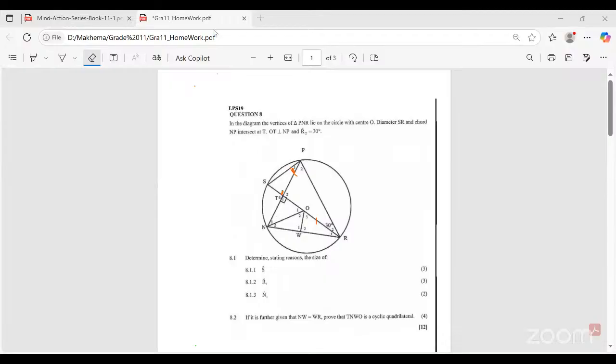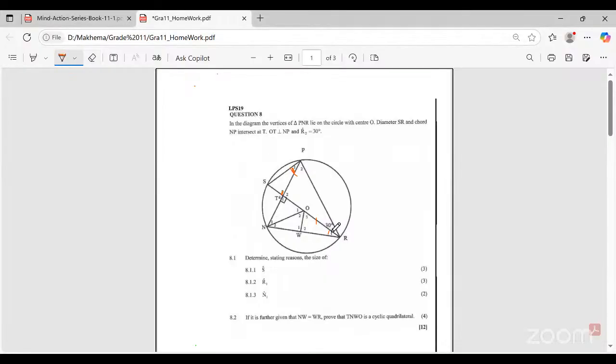Okay, we said this angle right here is 30 degrees. Now we are on 8.1.3, this one right here, whereby we are required to find the size of angle N1. Where is N1? Right there is N1. Who can tell us, guys, how to find the size of that angle N1? Anyone with some idea?